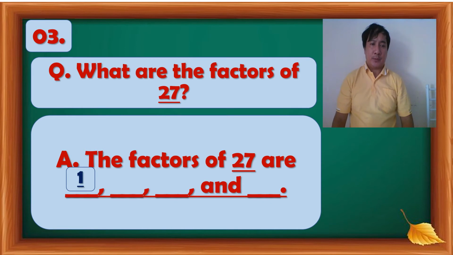Number three, question. What are the factors of 27? Answer. The factors of 27 are blank, blank, blank, and blank. The factors of 27 are 1, 3, 9, and 27.